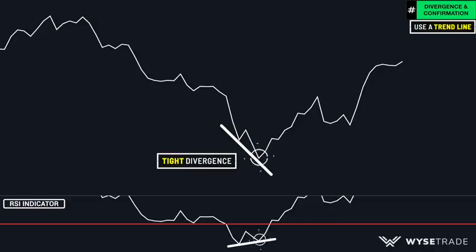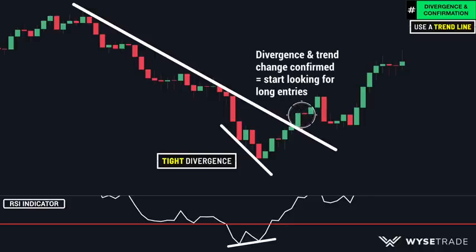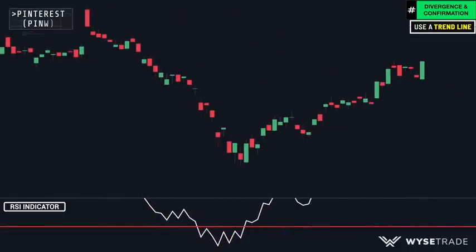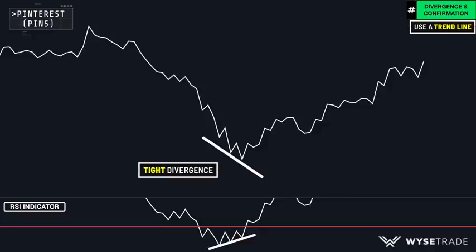So jumping back to candlesticks. After this divergence was identified, we put a trend line over the immediate trend, and once price broke through is when the divergence is confirmed, which presented possible long trade opportunities. So this works the same with stocks. Here's the Pinterest stock, clear moving downtrend. You then spotted your tight divergence. Let's again switch to the line chart to show this more clearly.